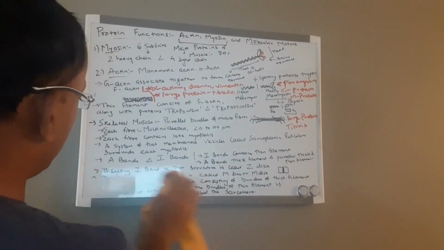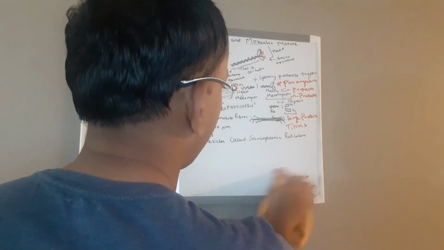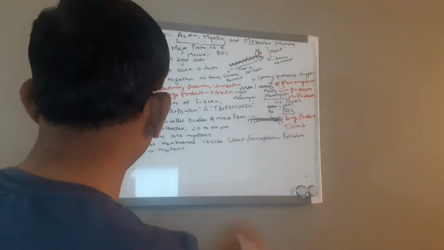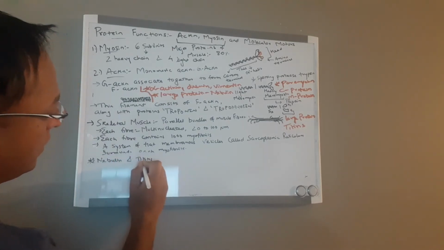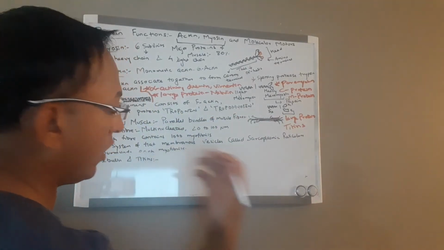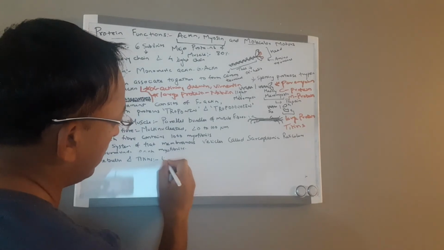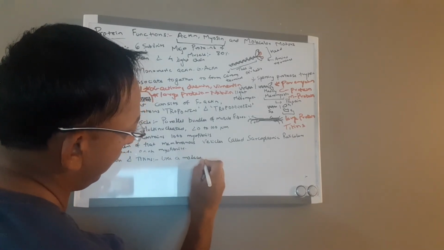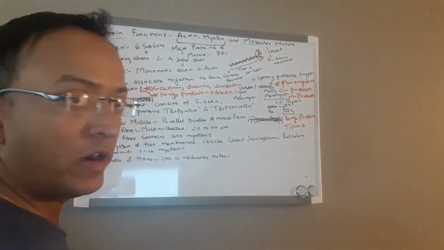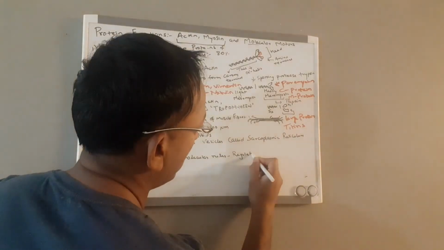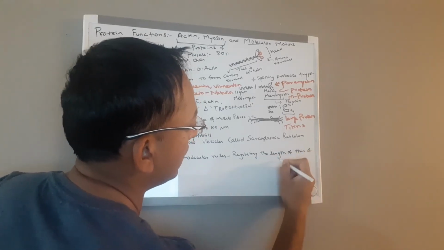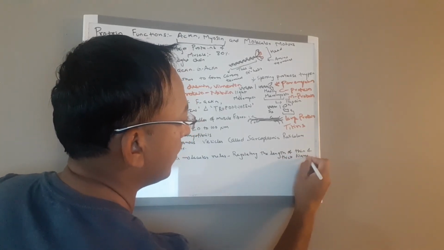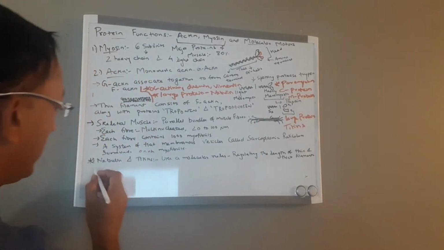So I'll write it down. The function of nebulin and titin is like a molecular ruler, regulating the length of the actin and myosin, the length of thin and thick filaments.